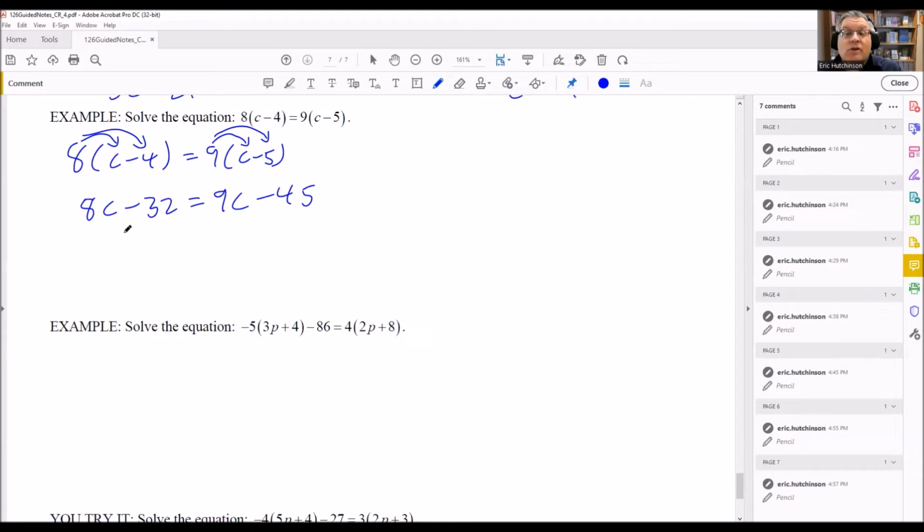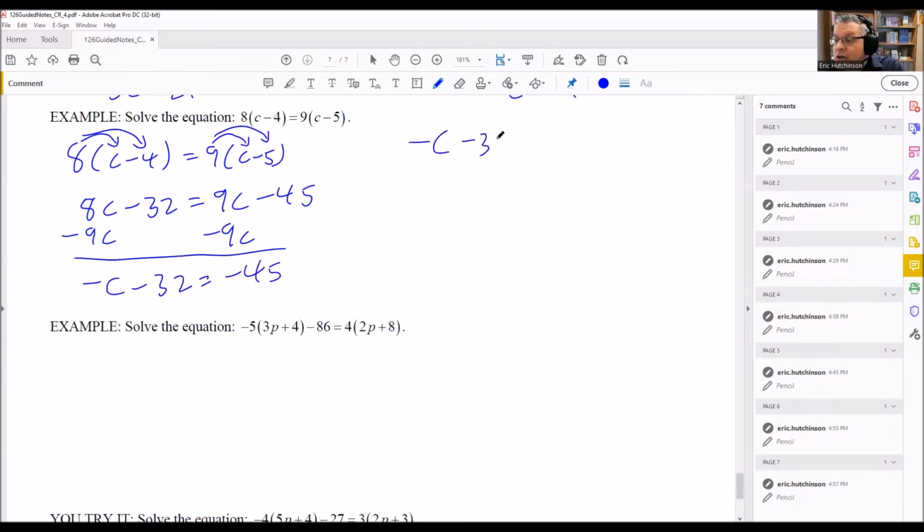Okay. So we're done with the multiplying, but now the next step that you would do would be to get all the variables on one side of the equation. So I want to subtract the 9c from both sides here. I'm putting the variable on the left-hand side, but again, it's your choice which side you want to put the variable on. I tend to write things on the left-hand side. 8c minus 9c is negative 1c, or just negative c. And I get negative 45 left over.